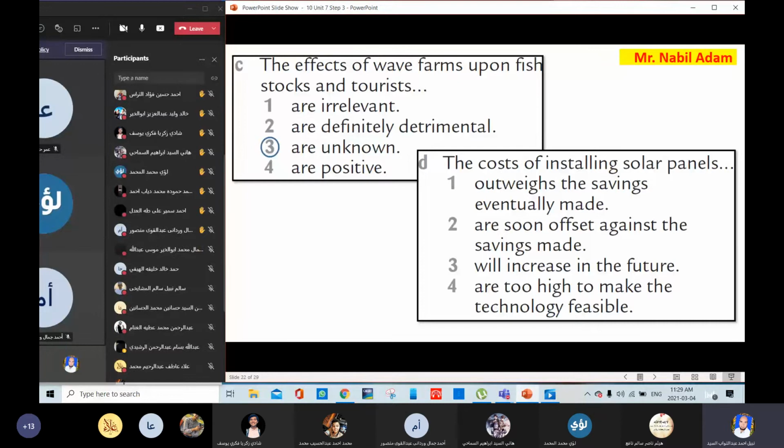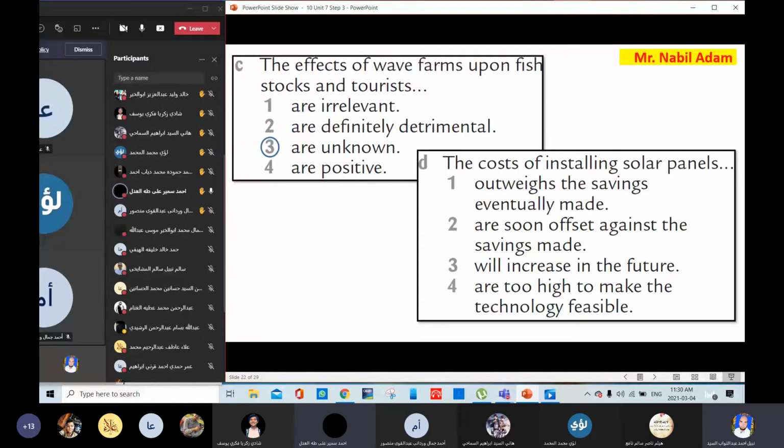Okay, thank you. D, who can answer? Letter D. Ahmed Samir Al-Adl. The costs of installing solar panels: 1, outweigh the saving eventually made; 2, are soon offset against saving made; 3, will increase in future; 4, are too high to make the technology feasible. Feasible. Yes. What is the right answer?